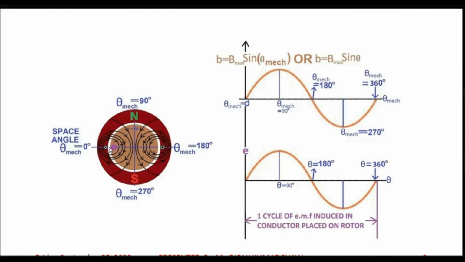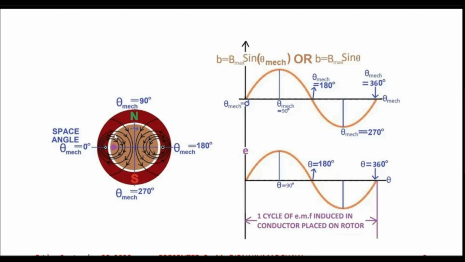Why is magnetic flux density 0 over here? Because for this point you will see that magnetic lines of flux are neither leaving nor entering. This is that point along which no magnetic lines of flux are either leaving or entering. Nothing is happening. So at this particular point, at theta mechanical equal to 0 degree, you will find that flux density value B is 0. Now if you move away from this point, please follow the mouse pointer.